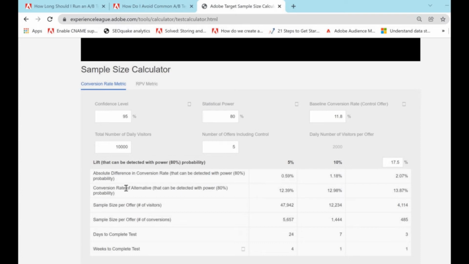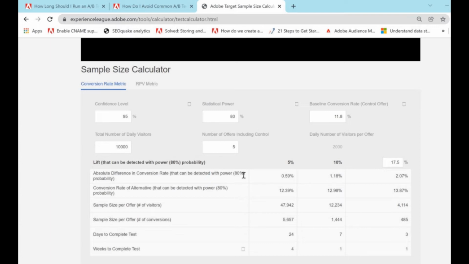There are these different things like sample size per offer in terms of visitors and in terms of conversions for these different lifts. Then there is the conversion rate of the alternative. How much difference in the conversion rate is there? All these metrics are here, and they have also given the days and weeks to complete the test.